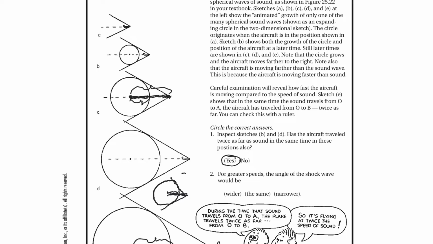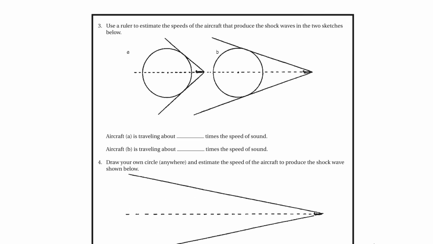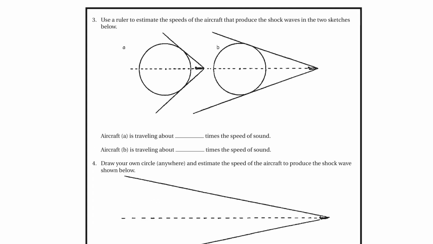The narrower the angle, so if I were to do a very narrow angle like this, and here's the circle that would fit in here, do you see this is going much farther? So this would be even more than twice, even more than 3 times. It would be almost 4 times faster. So the faster the speed, the narrower the shock wave would be. So we're going to have to use a ruler to estimate these two.